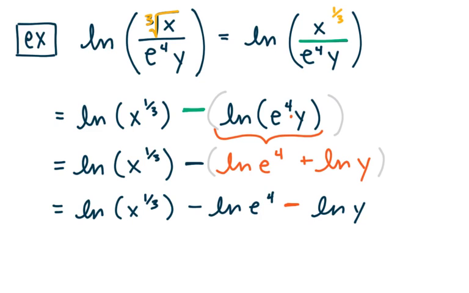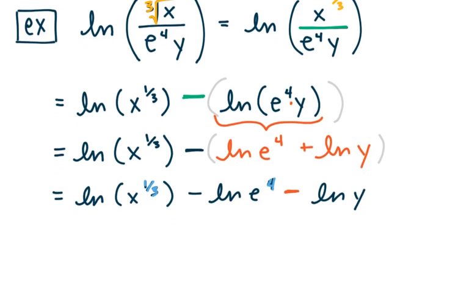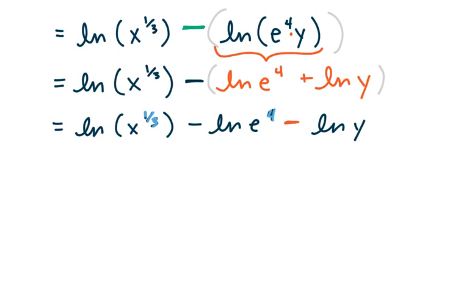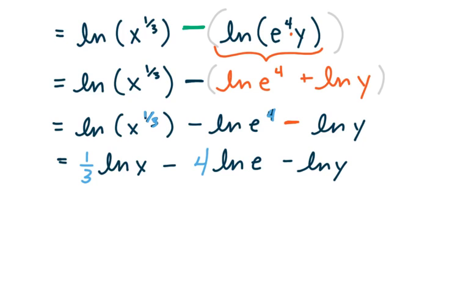All right, so now we have some powers. And each of these powers, using my power rule of logarithms, I can take those powers and put them in front of each logarithm. So I can rewrite this. This is now 1/3 times the natural log of x minus 4 times the natural log of e minus the natural log of y.